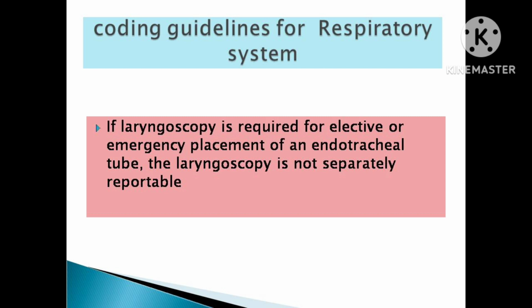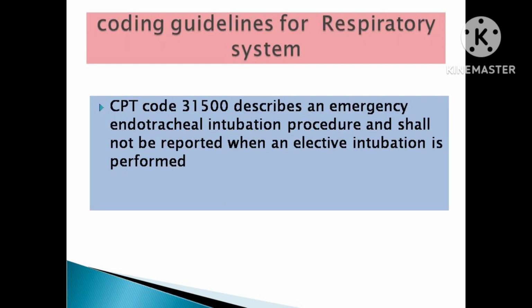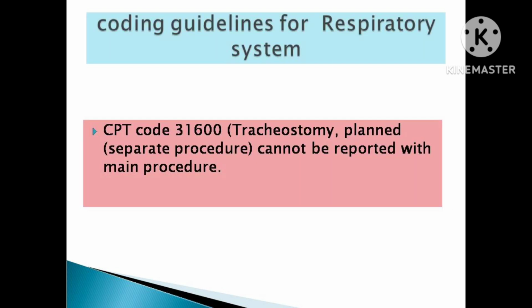Okay. Then next point is, CPT code 31500 describes an emergency endotracheal intubation. This CPT code we cannot bill for an elective intubation. So this CPT is only for emergency intubation. If the doctor is performing an elective intubation, then we cannot bill this CPT for that elective reason.